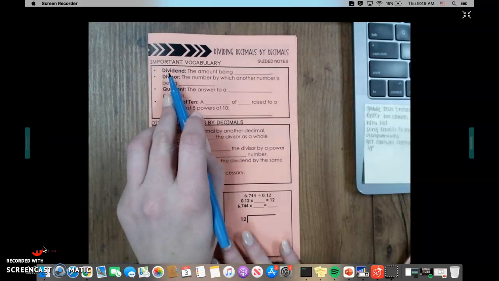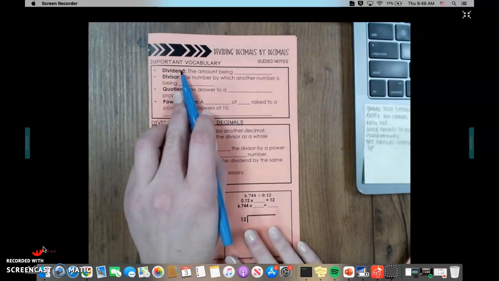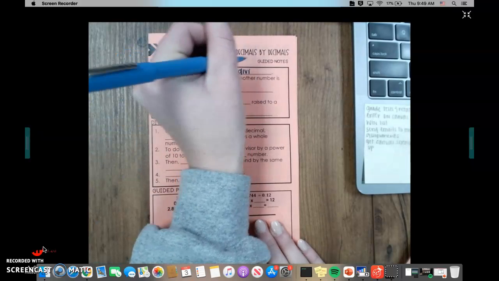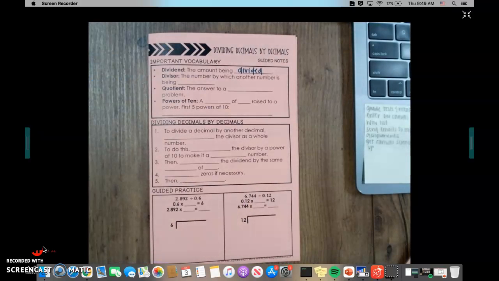So the first vocab word is a dividend. Remember, that's the number that's inside the den, right? So the amount being divided. So the dividend is the amount being divided.